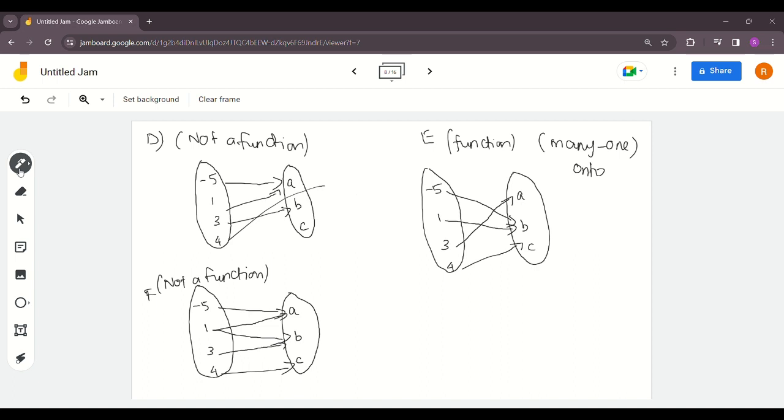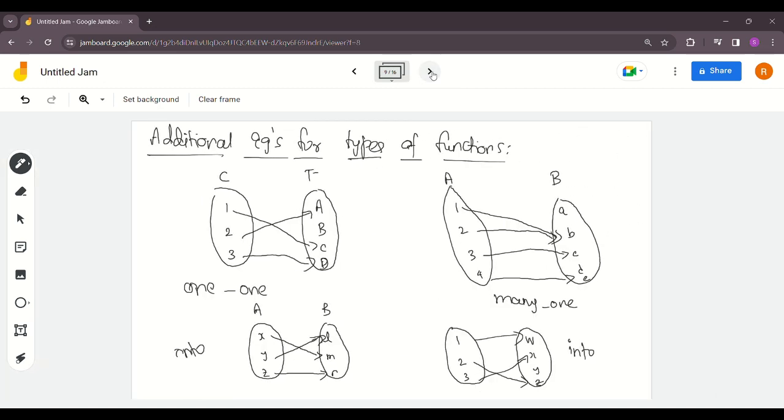And F here, if you see, minus 5 is mapped to A, but 1 is mapped to both A and B. That means a student is studying with two different teachers for the same subject. I told you already, it is not possible, at least at the school or the college level, a student has to study one subject with one teacher only. So here the student is studying with multiple teachers for the same subject, so it is not a function. So that is why F is not a function. I think these examples illustrate the concept of functions much better.